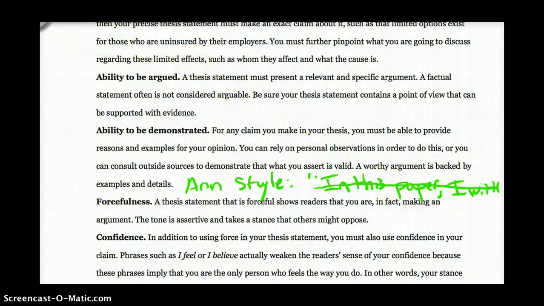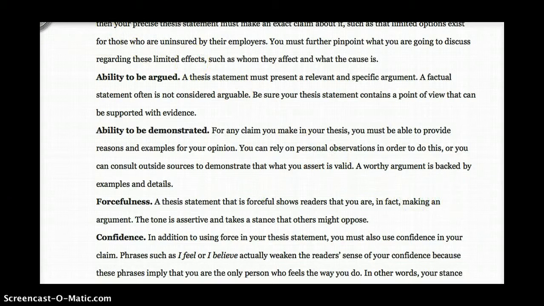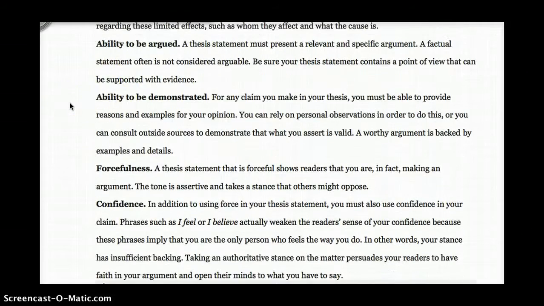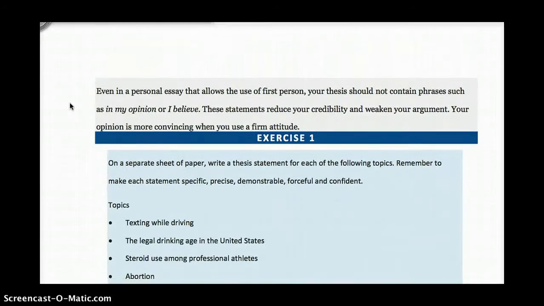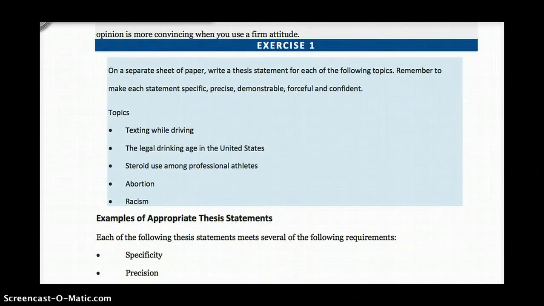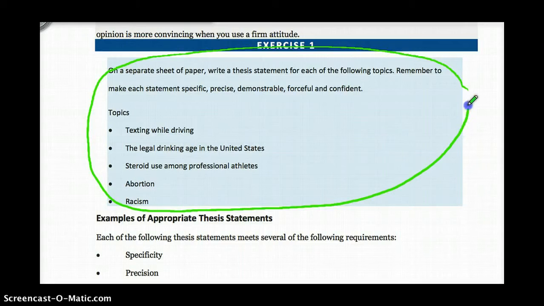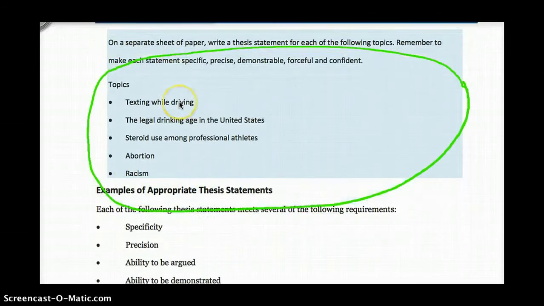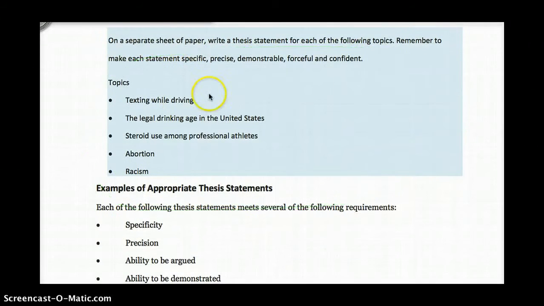And so let's scroll on down here and take a look at a few of these thesis statements as they're presented in the book. I just want to point out quickly that this exercise is one of the exercises you're going to be completing in your portfolio entry for this week. It's all typed up, but this is where it comes from.